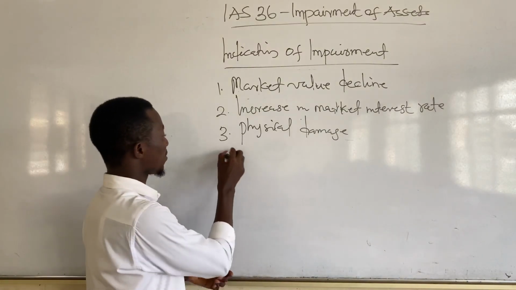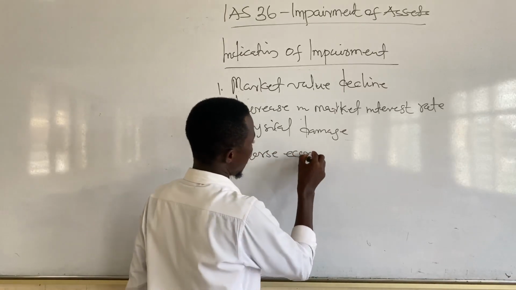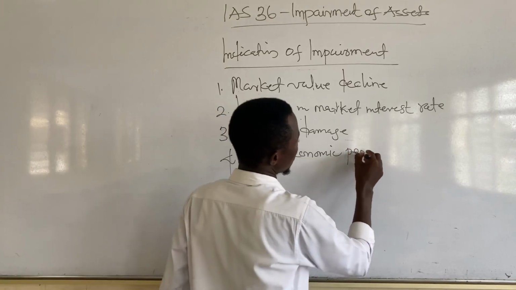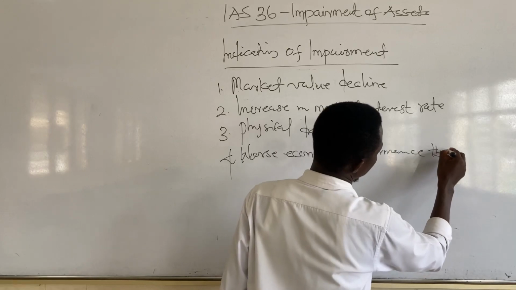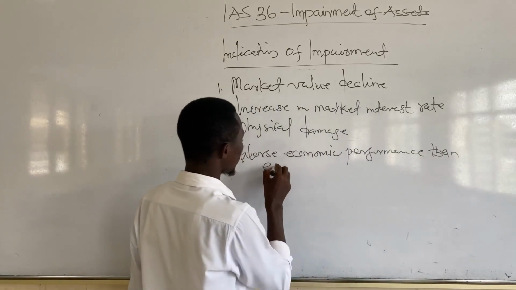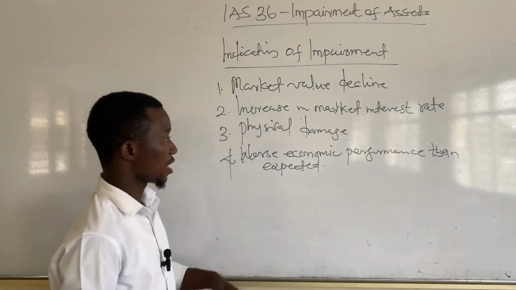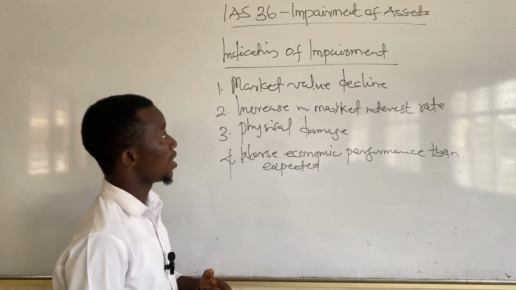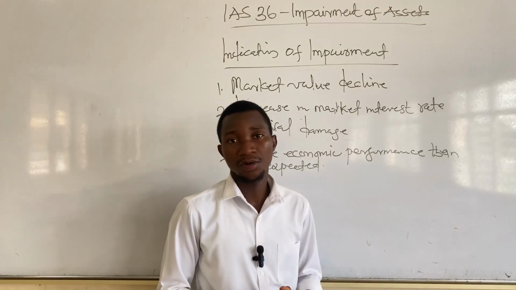And we can also talk about worse economic performance than expected. Worse economic performance than expected can also lead to impairment loss. Is that okay? So these are some indications you need to know.